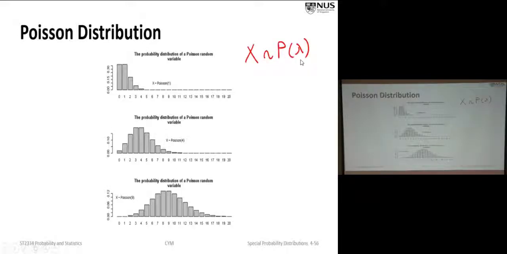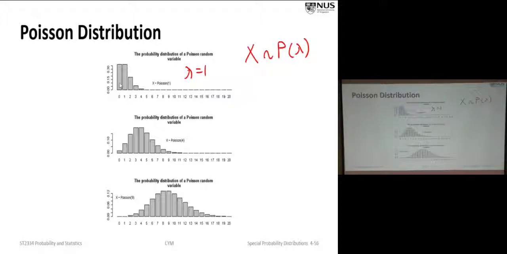If lambda equals 1, then this is the probability distribution. You can see that the majority of the probability is concentrated on x equals 0, 1, or 2, while it's very small as x gets bigger and bigger.